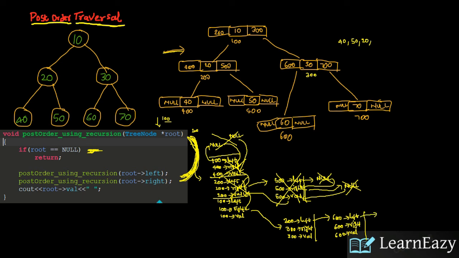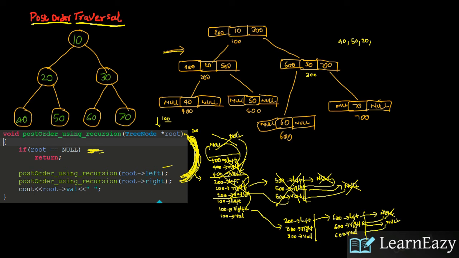Then 600 left is nothing but null. So null we need to pass it to this function. Null double equals to null. So it returns back here and this stack record will get deleted. 600 right nothing but null. So 600 right it will pass it to this function and null double equals to null.